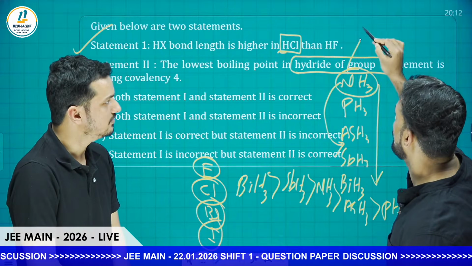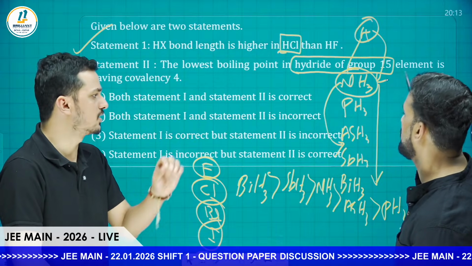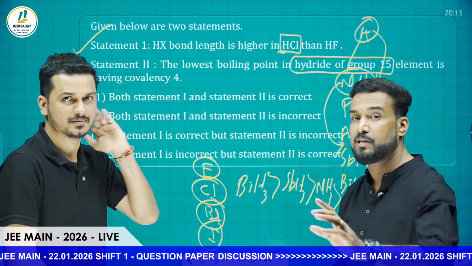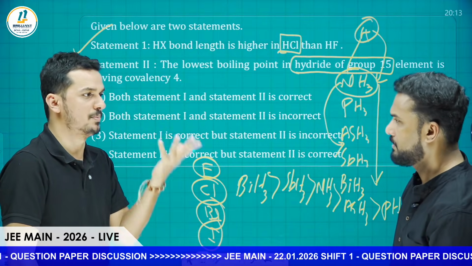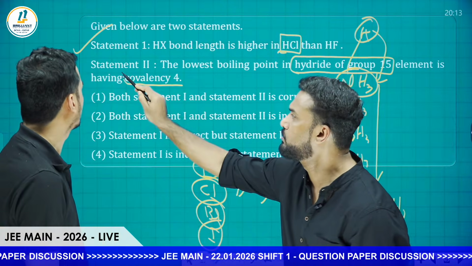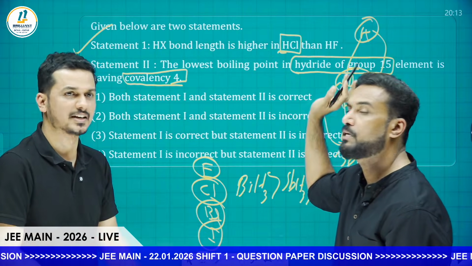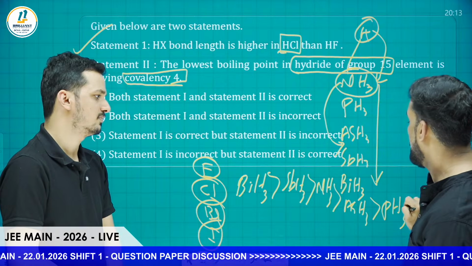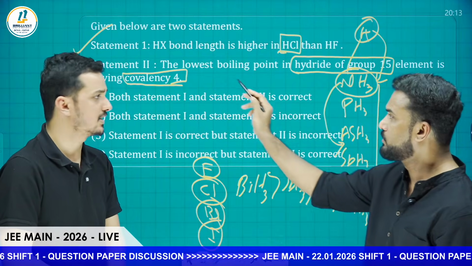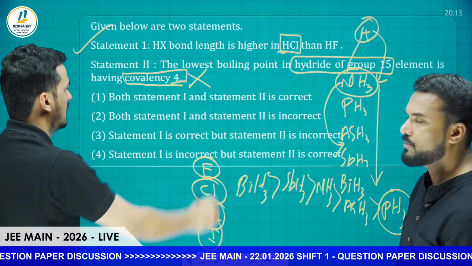They are talking about covalency 4, which means the only possibility is nitrogen. Nitrogen cannot increase its covalency beyond 4, because they don't have d orbitals. So don't get confused. Covalency 4 means they are talking about nitrogen. The nitrogen hydride is NH3. That will come in the middle, not the least. The least is PH3 actually. So this statement is wrong.